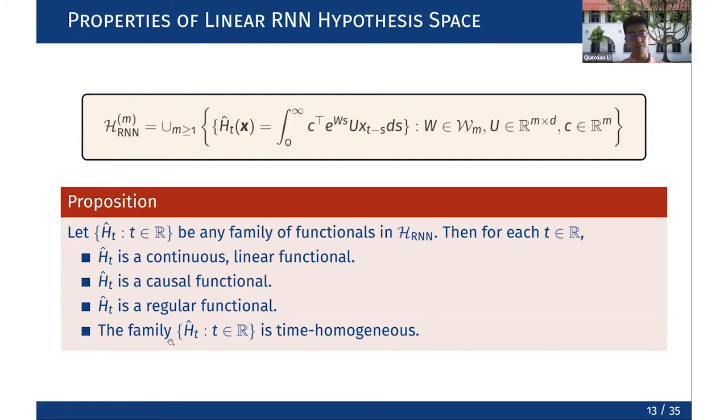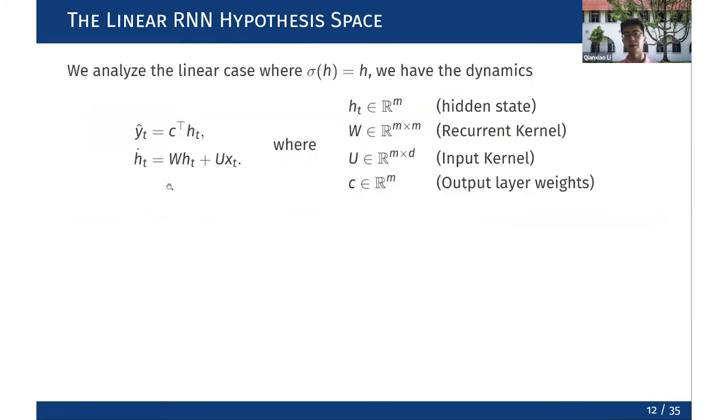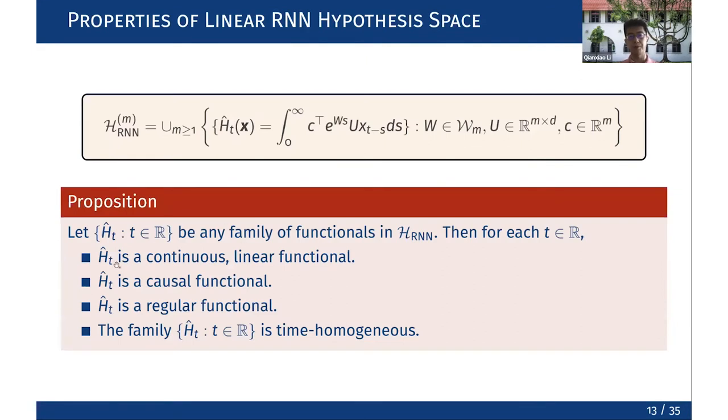And finally, this family of functionals is time homogeneous. That means if I shift the input sequence by an amount, then the output sequence also shifts by the same amount, because it's shift equivariant. This is true because if you look at the dynamics, it has no special points in time. So W, U, and C do not depend on t. Therefore, if you shift the input sequence, you just shift the output sequence. These are the properties of this recurrent neural network you can immediately observe from this expression.